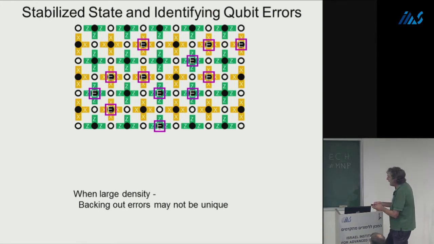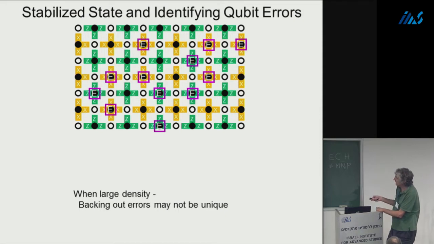The only problem is when you get some errors and it's really dense. And then you have to back out where the errors are here. And the problem is if this is very dense, you may not be able to back out the error uniquely. And that way, when you guess what the error is, you're going to guess wrong, and then you're going to make a logical error. Okay? And so that's where you have the real problems.